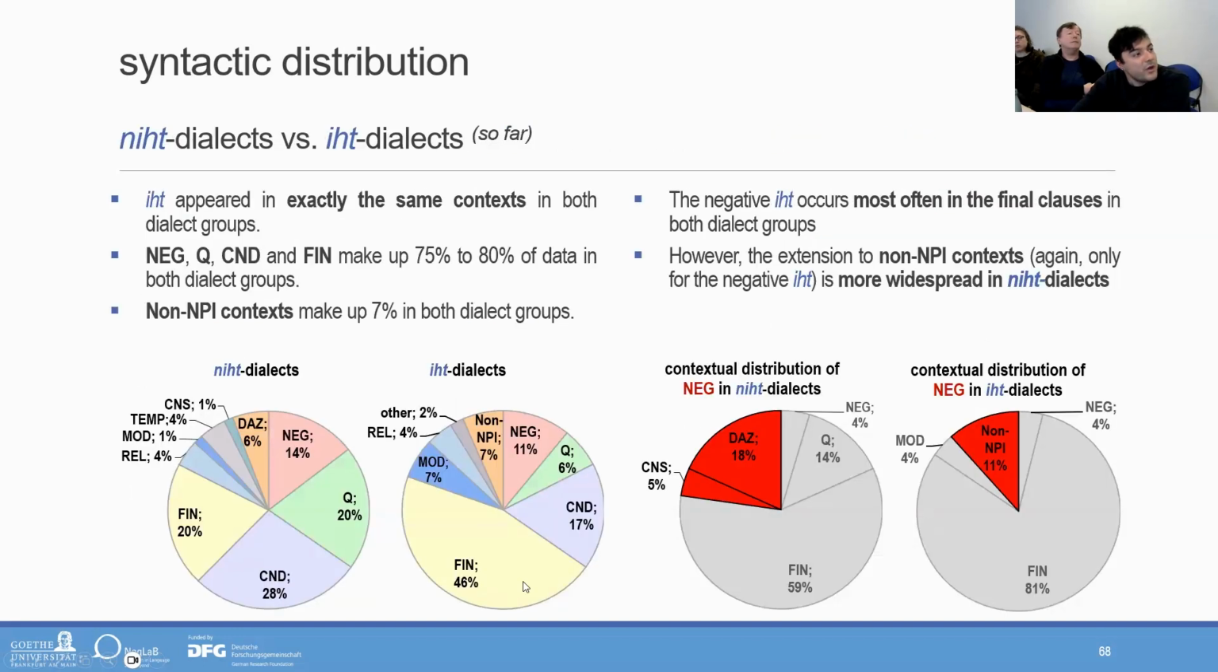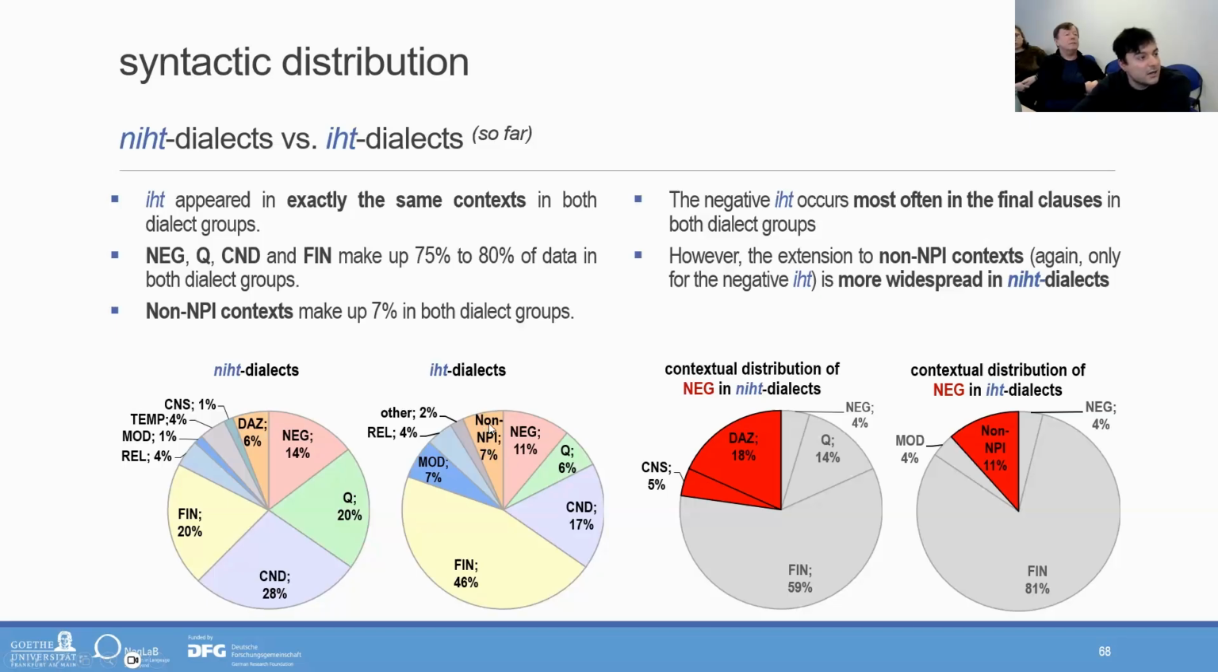And if we compare those again with the ich dialects, we can see that it happens in exactly the same context in both dialect groups. And in both dialect groups, again, negative, interrogative, conditional, and final clauses make up 75 to 80% of the data. And non-negative or non-NPI contexts make up to 7% in both dialects. You can see here and here, again, non-NPI.